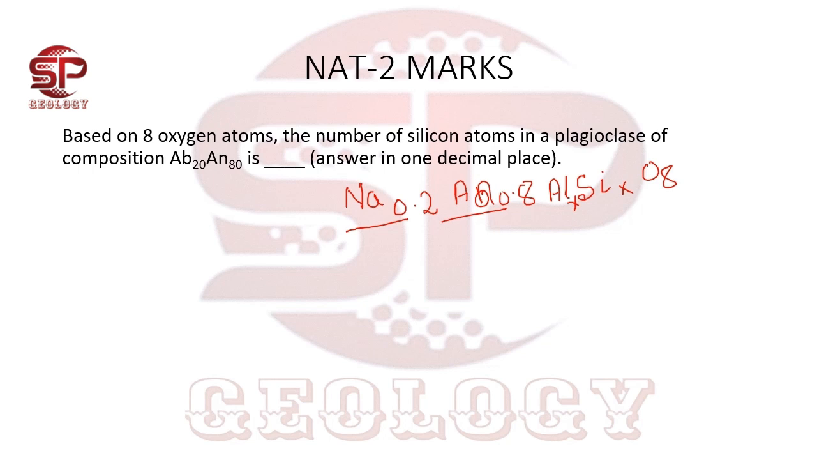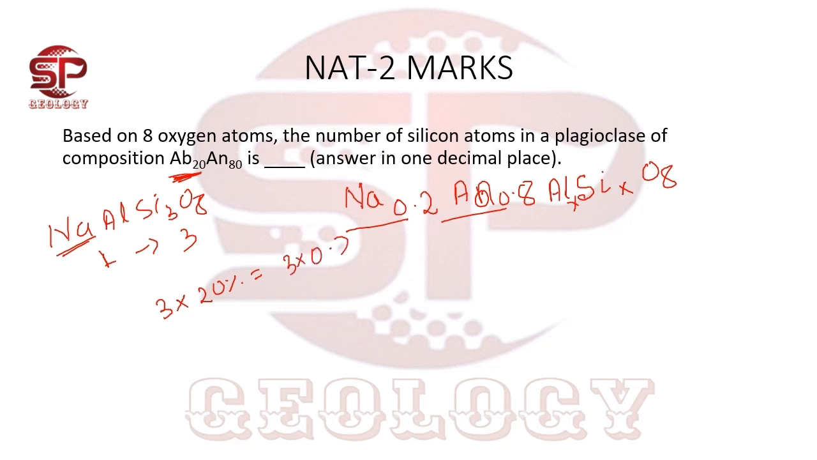If you know the composition of albite, that is NaAlSi3O8, when sodium is 1, silicon is 3. Now here sodium is 20%, that means albite is 20%. So for albite, silicon will be 3 into 20%, that is 3 into 0.2, which is 0.6.